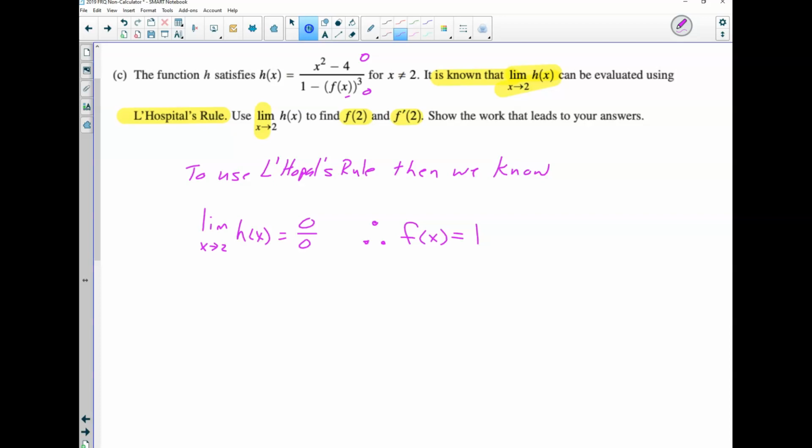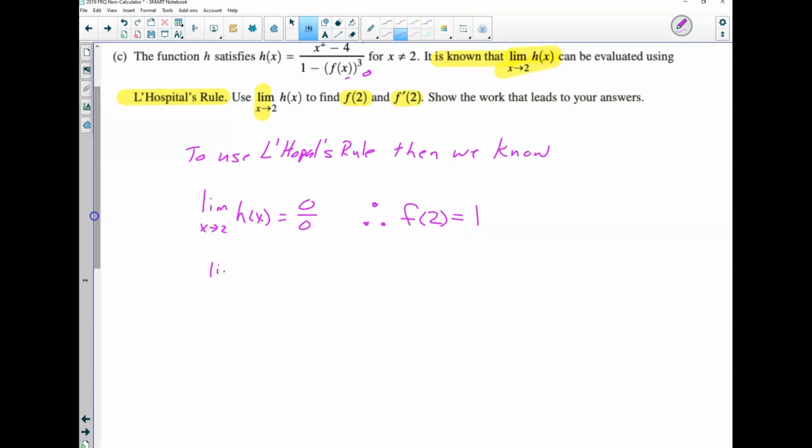That's how I found my f of 2. Because when I'm taking the limit as x approaches 2 of 2 squared minus 4 over 1 minus f of 2 cubed, this has to equal 0 over 0. So f of 2 has to be 1. There ain't nothing else it can be. Right?